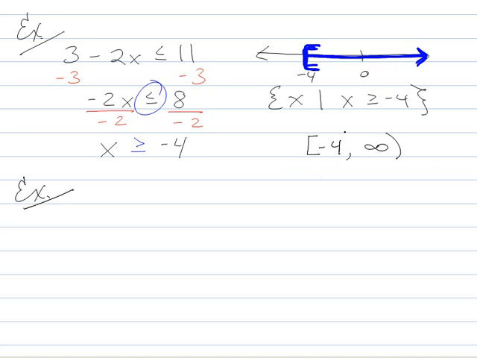All right, try 3x plus 1 is greater than 7x minus 15. See if you can get that one to work.